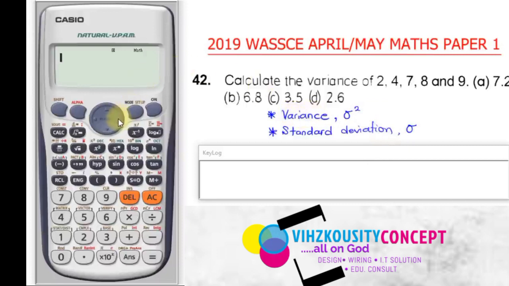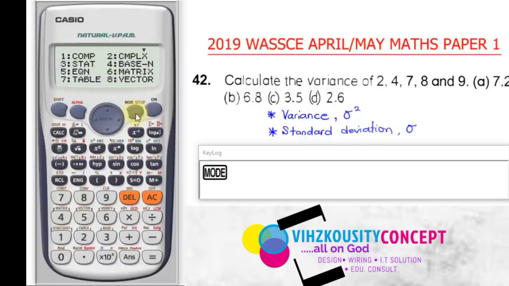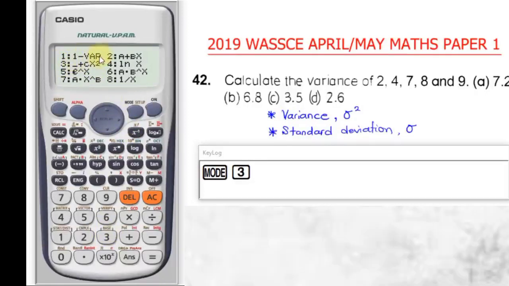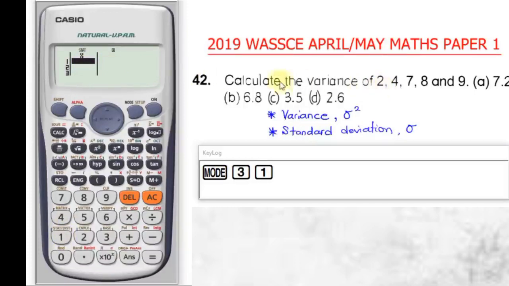So let's go to our calculator, but now we are working with statistics, so we need to go to the statistics mode, and by pressing the mode button, we can see 3 is corresponding to statistics. So I'm going to press 3, and then in the first option, I'm going to put in 1 variable, because here I'm having just a single variable. So I'm going to press 1.